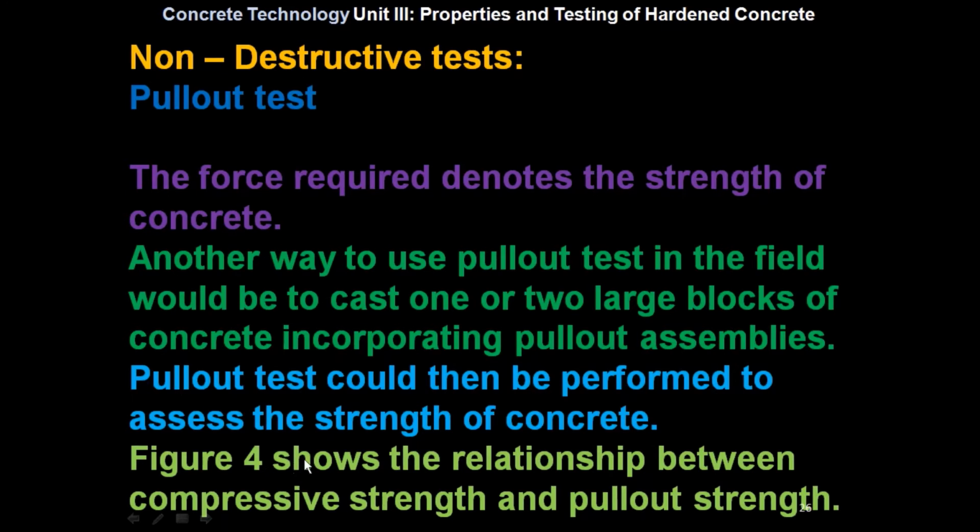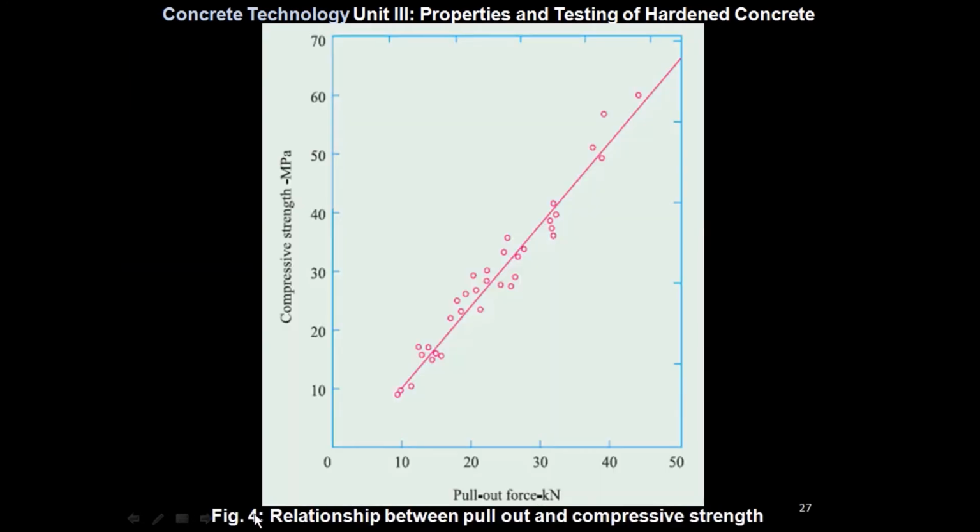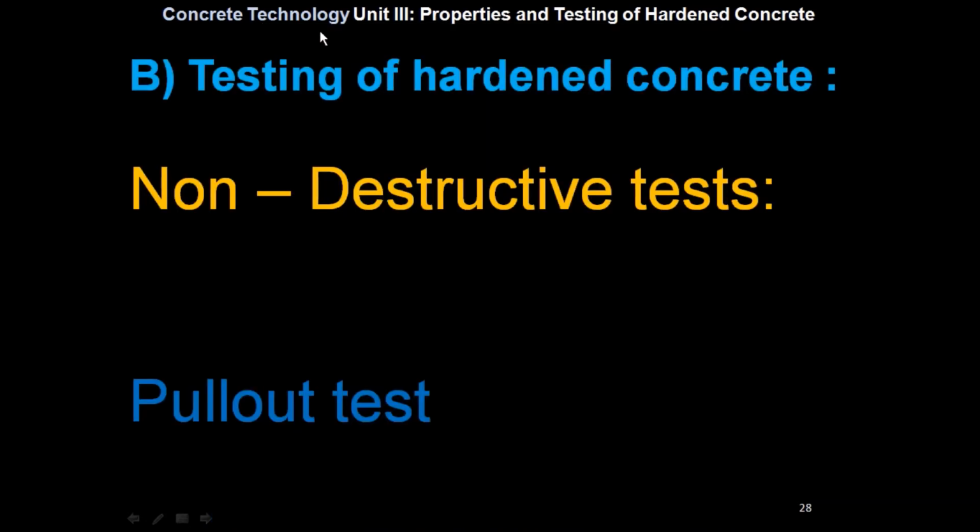Figure 4 shows the relationship between the compressive strength and the pull-out strength. So here we can see figure 4, relationship between pull-out and compressive strength. On horizontal axis we can see the pull-out force in kilonewton. On vertical axis we can see compressive strength in megapascal or newton per millimeter square. So we have seen the pull-out test.